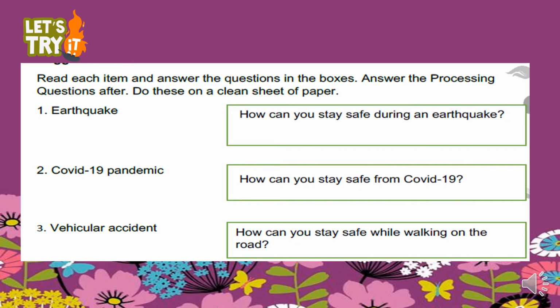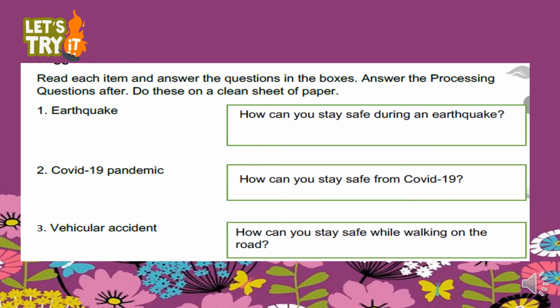Let us try this. Read each item and answer the questions in the boxes. Answer the processing questions after. Do this on a clean sheet of paper. For number 1, we have earthquake. And the question is, how can you stay safe during an earthquake?